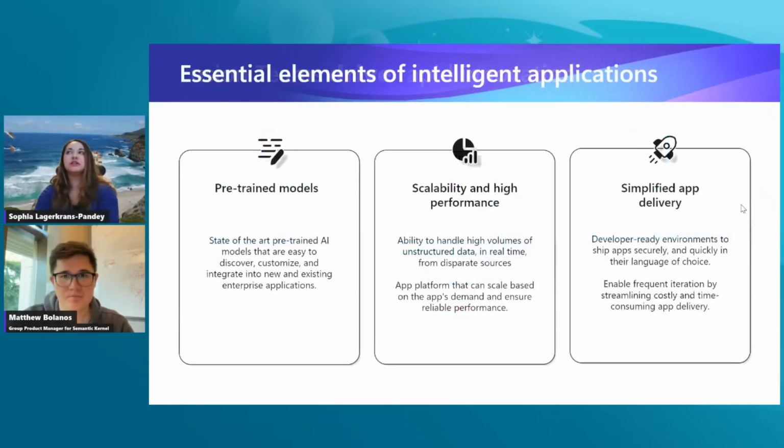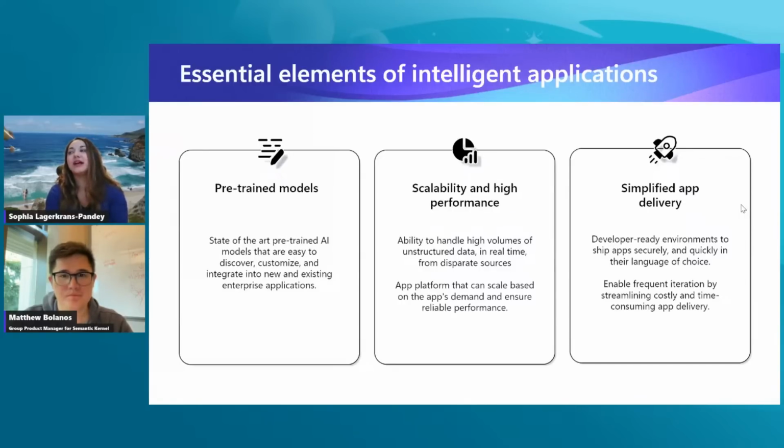And so diving into what we see being some of the essential elements of intelligent apps, a lot of the items that are really beneficial that customers come to Microsoft for, and come to others for, are those pre-trained AI models, right? Not having to spend the time making models. Within Microsoft, we're scalable and we have high performance as well. Being able to handle high volumes of data with that high performance is another key reason why customers are coming to Microsoft.